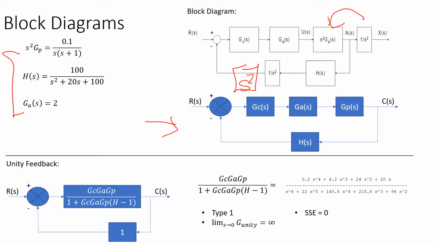We will also combine these blocks again to create a unity feedback, and the reason we want to do this is so that we can find our steady state error. In unity feedback, we can find what type system we have, and we can see that we have a type 1, and when solved out, we can see that we have a steady state error of 0. So back to our objectives, we want to make sure that we maintain that steady state error as 0.